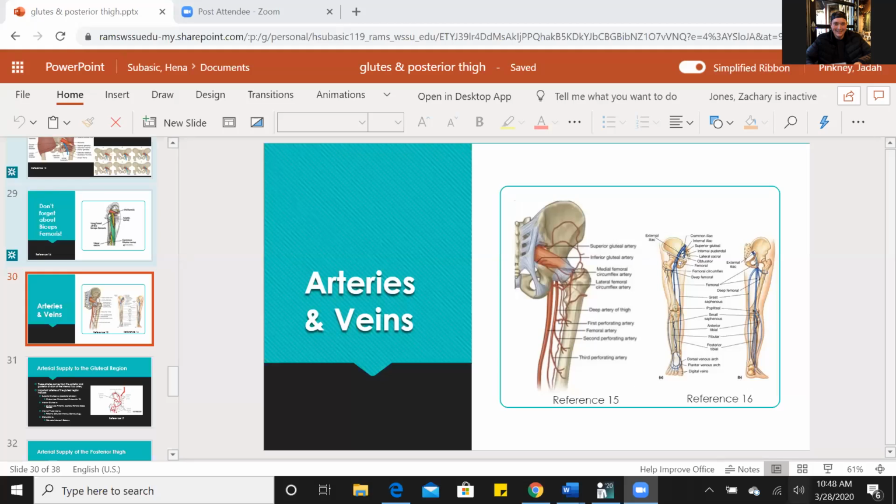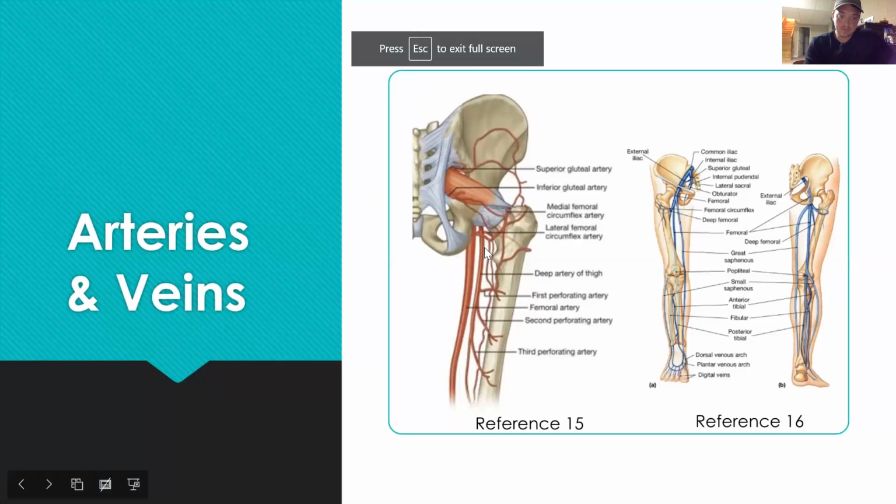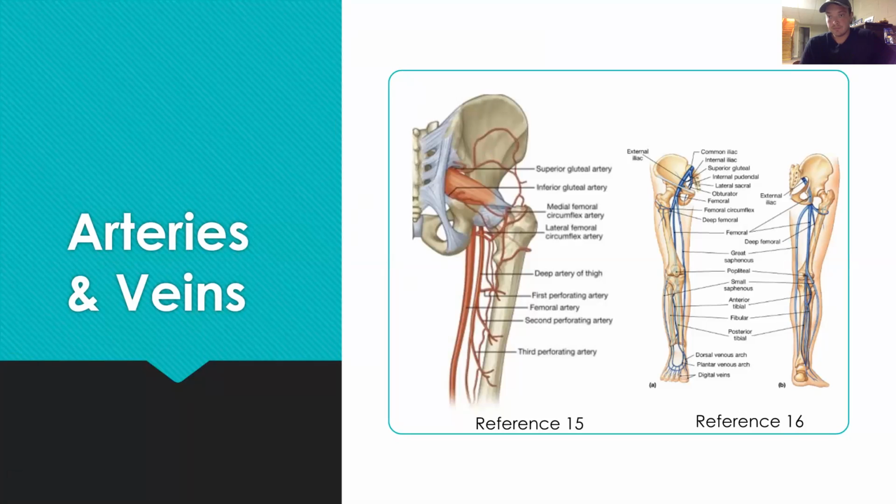Okay. So now we're going to get into the arteries and veins of the gluteal region and the posterior thigh. So I chose these two pictures because they're more extensive pictures of all of the arteries and veins in this region. Like Hannah said, you can see the relationship here with the piriformis and the superior gluteal and inferior gluteal. So piriformis is a great reference point for that.